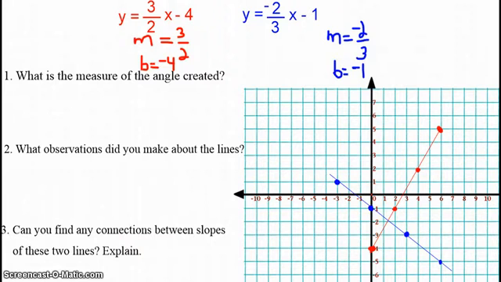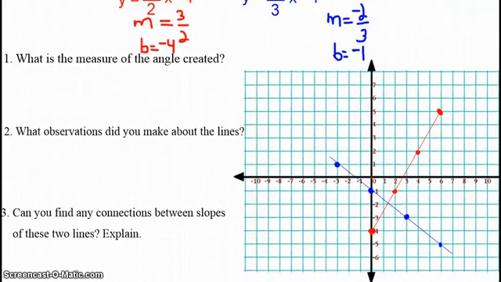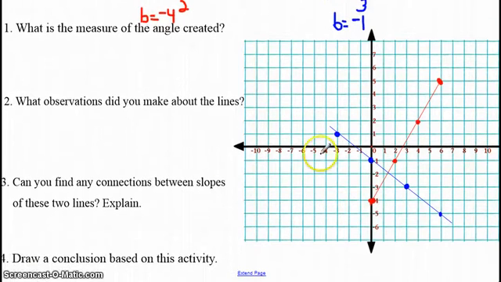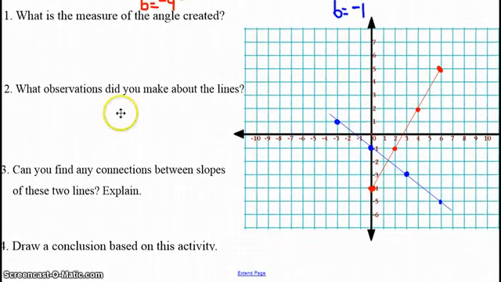All right, so now we're going to answer those questions, number 1, 2, 3, and 4. 1 being, what is the measure of the angle created when these two lines intersected? What observations did you make about those lines? Can you find any connections between the slopes of these two lines? If so, explain, and then draw a conclusion based on this activity. At this time, I'd like you to pause the video and answer those 4 questions. So for question number 1, what is the measure of the angle created?